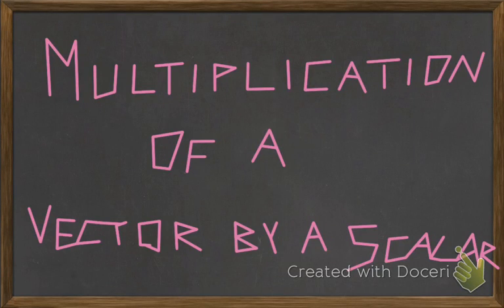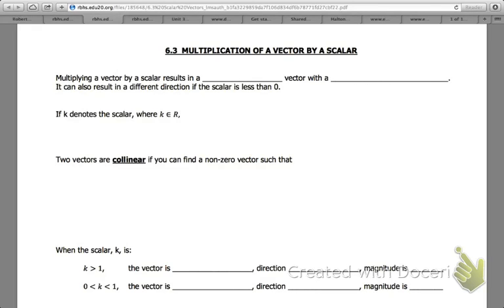Today we'll be looking at multiplication of a vector by a scalar. Multiplying a vector by a scalar results in a parallel or collinear vector with a different magnitude. It can also result in a different direction if the scalar is less than 0.